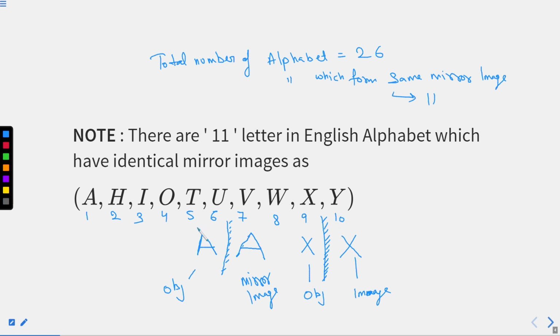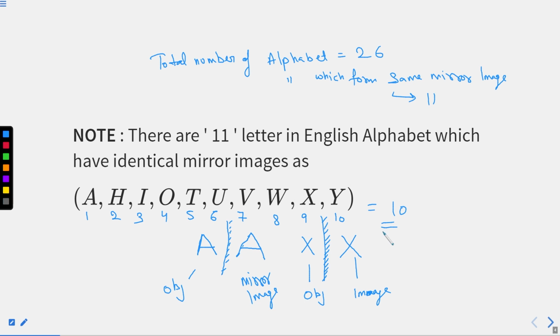I hope this part is clear, right? Total how many alphabets are there? They are A, H, I, O, T, U, V, W, X and Y. If any other is missing, because total 11 alphabets are there, so we'll find the last one also, right? So we are able to figure out how many alphabets are there. Till now 10 are written here as an example for you, right? I hope this part is also clear to you, right?